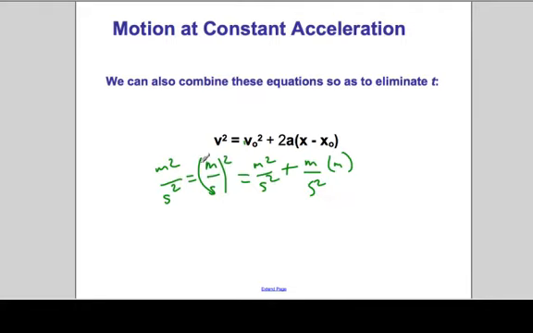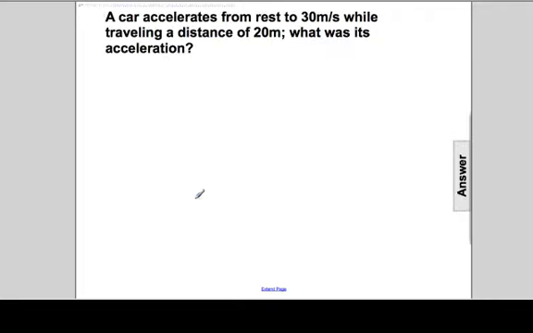So it works. If we take the square root of both sides, it will give us meters per second, which probably is what we're going to do. In this first problem, I'd like to demonstrate the use of this equation, which has just been defined. A car accelerates from rest to 30 while traveling a distance of 20. What is the acceleration?